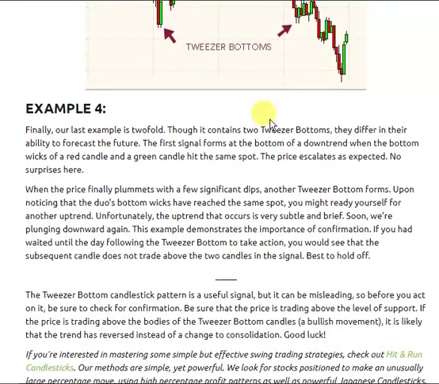Then it says example 4, so I'll read this one to you since this one's a little more complicated. Finally, our last example is twofold. Though it contains two tweezer bottoms, like we talked about up here, they differ in their ability to forecast the future. The first signal forms at the bottom of a downtrend when the bottom wicks of a red candle and a green candle hit the same spot. The price escalates as expected, no surprises here.